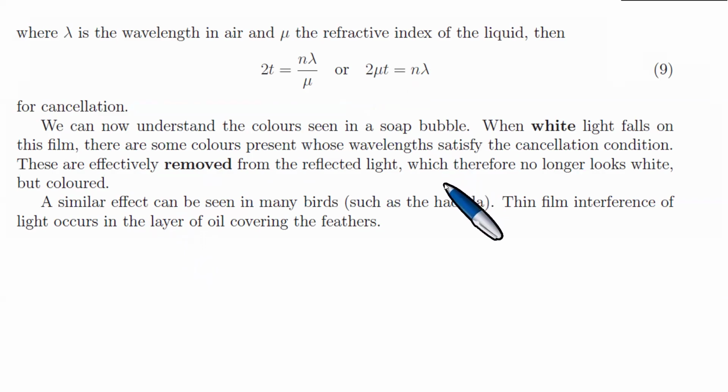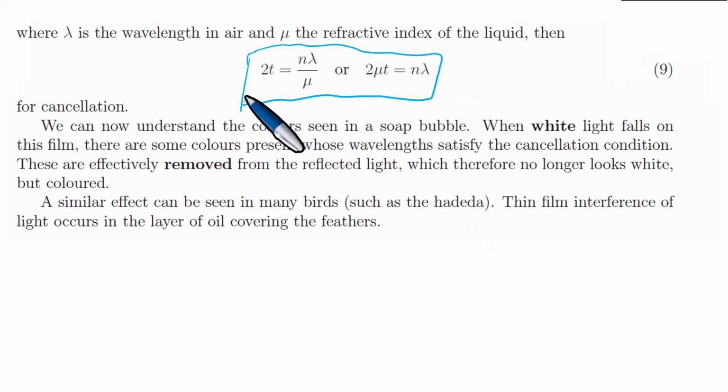We're going to jump quickly. We're almost done, but there are certain things I want to indicate here. Lambda is the wavelength in air and mu is the refractive index of the liquid. These are the formulas we're going to use, so we need to make sure we remember them: 2t is n lambda divided by mu, or when you cross multiply, 2 mu t is n lambda for cancellation. Once again, I want us to remember the notes quickly, and then we shall go through the activities.